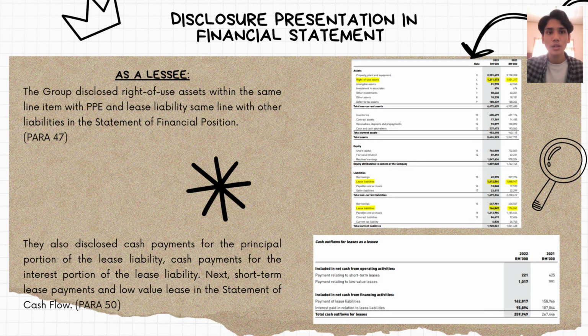Furthermore, the disclosure and presentation in financial statement. As a lessee, the group discloses right of use asset within the same line item with PPE, and lease liability in the same line with the other liabilities in the statement of financial position for para 47. Next, in para 50, they also disclose cash payment for the principal portion of the lease liability, cash payment for the interest portion of the lease liability. Next, short-term lease payment and low-value lease payment in statement of cash flow.